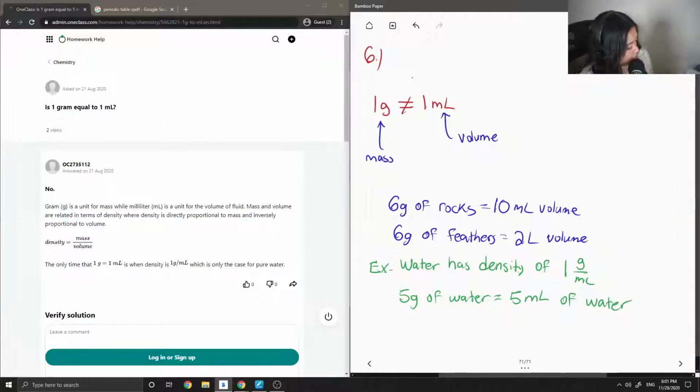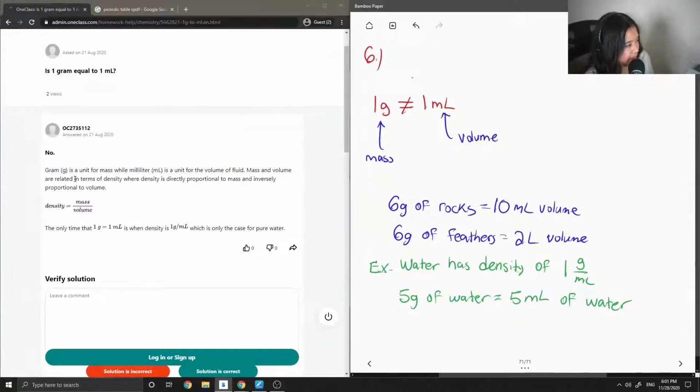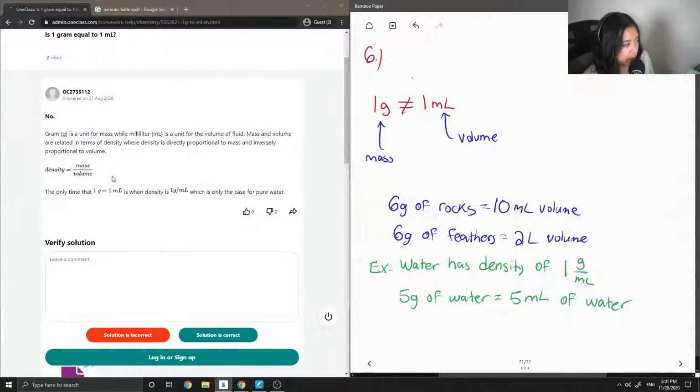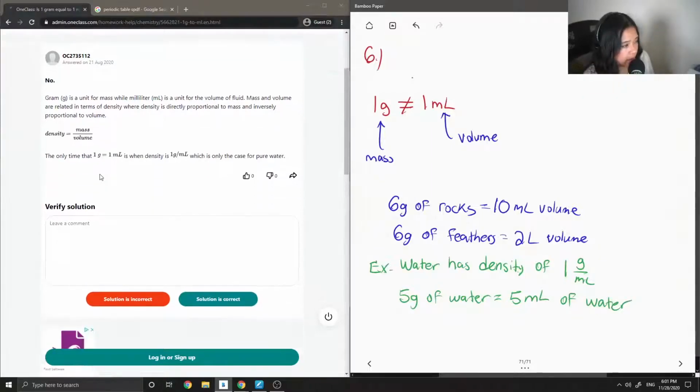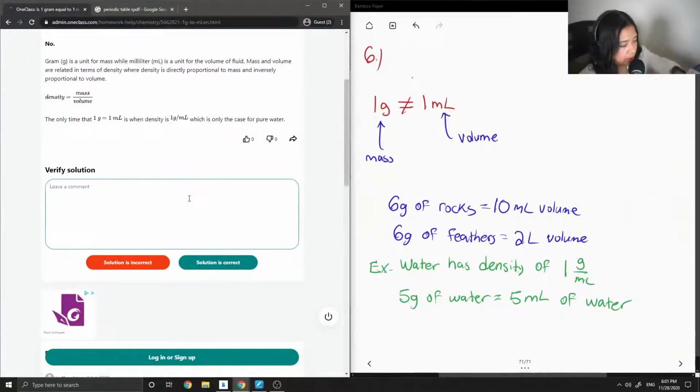But let's see what the junior tutor said. No, gram is a unit of mass, while milliliter is a unit for the volume of liquid. Mass and volume are related in terms of density, where density is directly proportional to mass and inversely proportional to volume. Density equals mass over volume. The only time 1 gram is equal to 1 mil is when the density is 1, which is only the case for pure water. Yep, so the solution is correct.